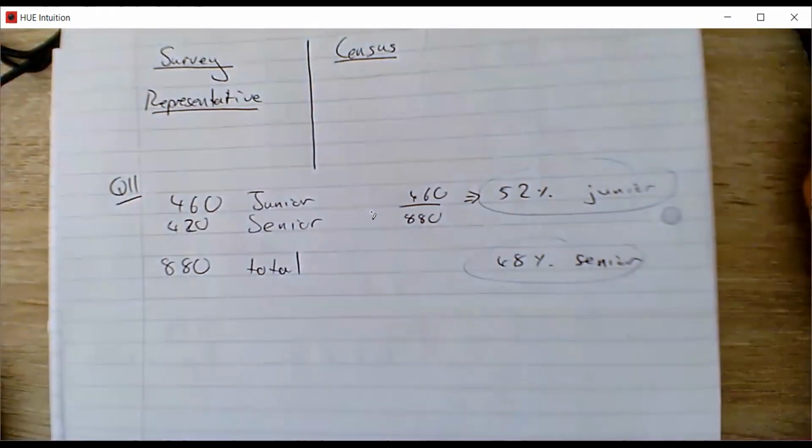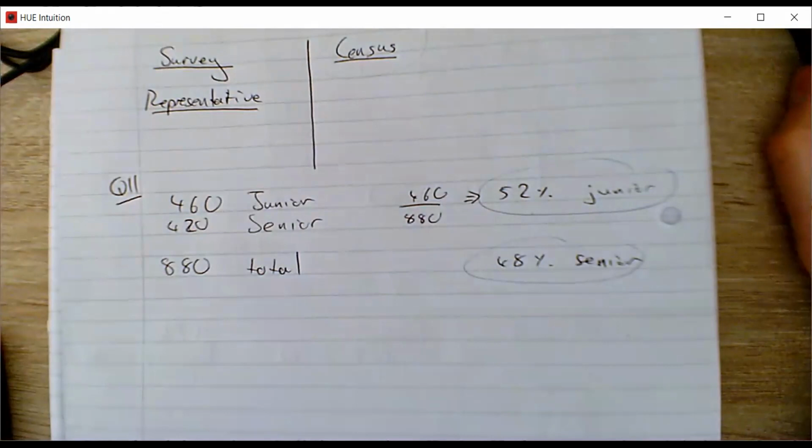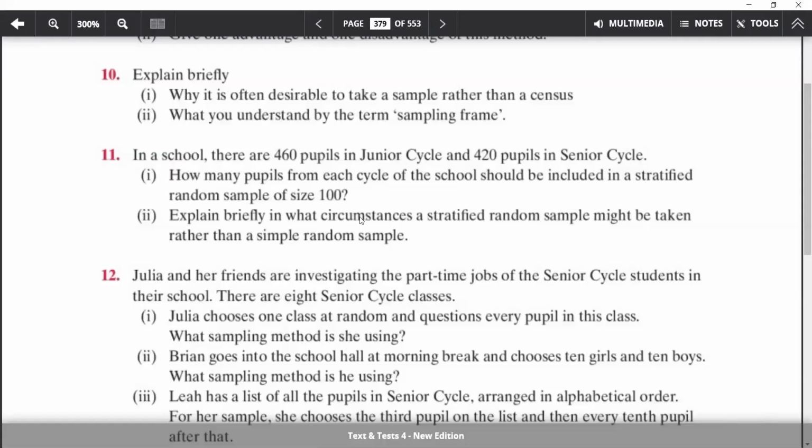That's stratifying your sample. The question then says, in what circumstances is a stratified random sample taken rather than a simple random sample? So a stratified random sample will be taken where the population, in this case school students, can be easily divided into groups, in this case junior and senior, and you would like to make sure each group is correctly represented in your sample.